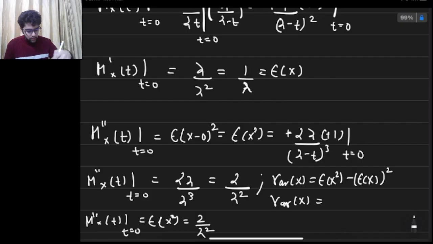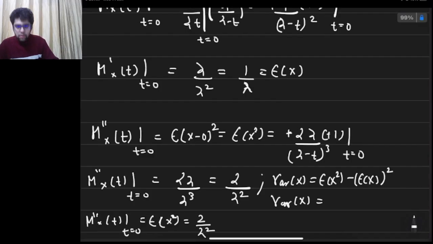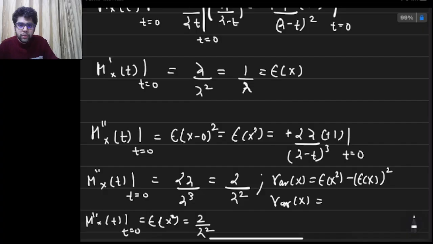I hope you guys can see. I know it's a bit hodgepodge, but I'll be sharing the link of this PDF in the description, so you can check that out. But I hope you guys can see clearly, otherwise my efforts don't mean anything. I'll try to zoom it a bit. So my variance becomes 2 upon lambda square minus 1 upon lambda whole square, so 1 upon lambda square.